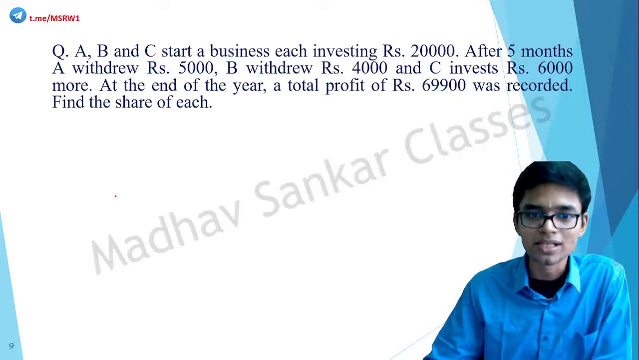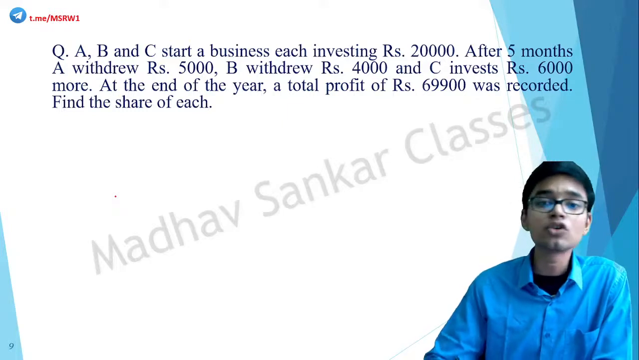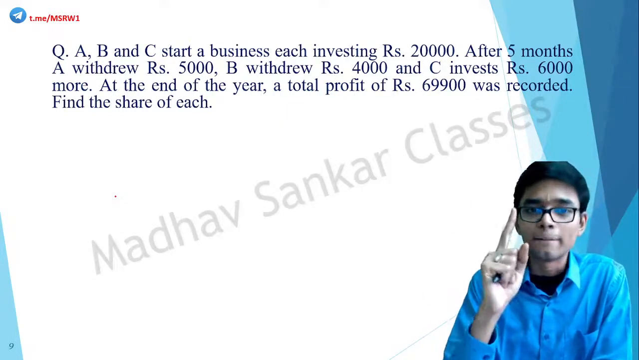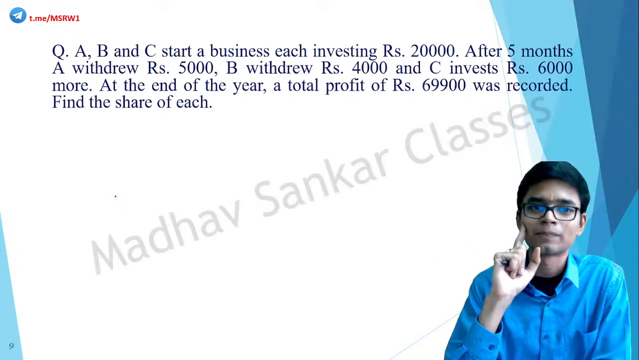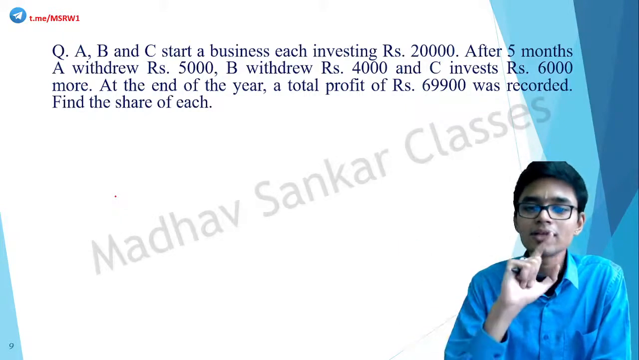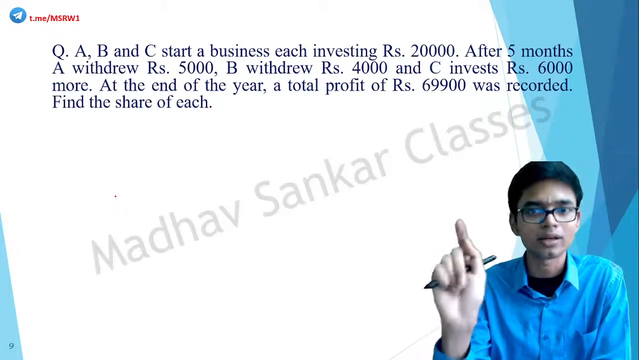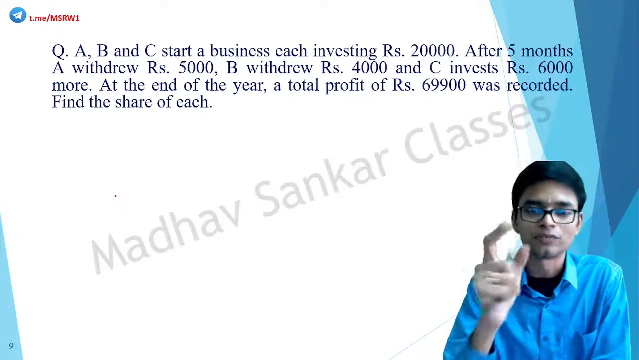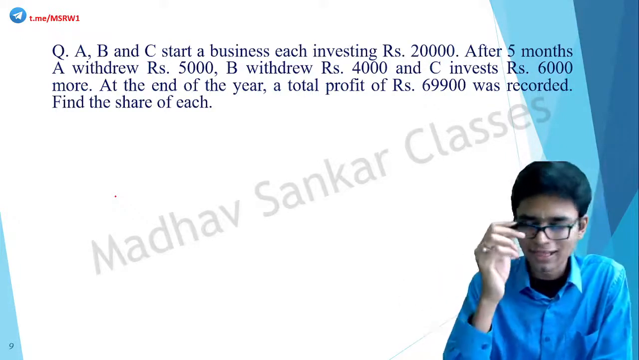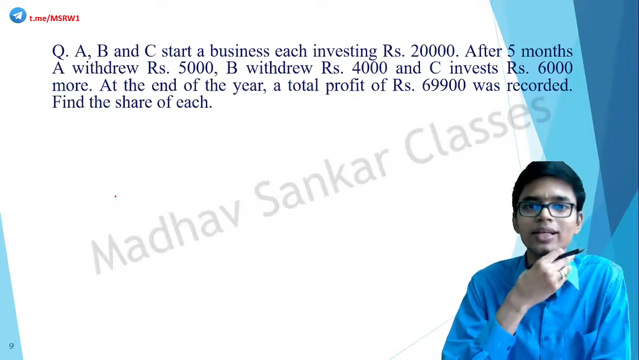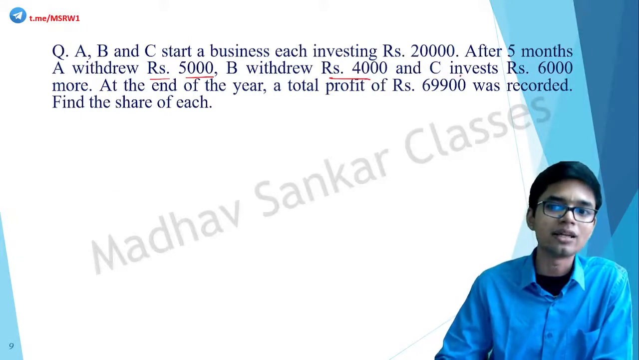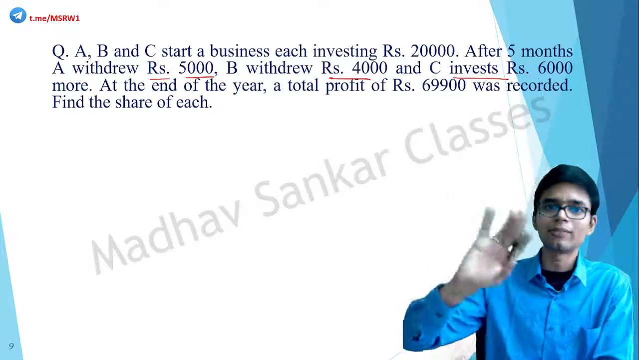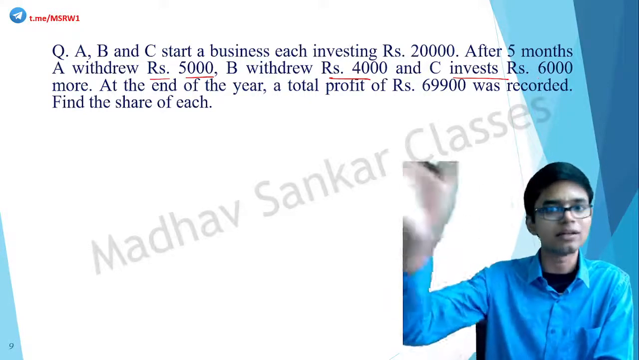A, B, and C start a business, each investing 20,000 rupees. Okay. After 5 months, A withdrew 5,000 rupees. B withdrew 4,000 rupees. And C invested 6,000 rupees. Clear? At the end of the year, a total profit of 69,900 was recorded. Find the share of each of them. So this is a question exactly the same as what we did just earlier. Just be very clear that here A and B withdrew and C invested 6,000. Okay, keep that in mind, that difference. Otherwise, this is basically the same question we did earlier.